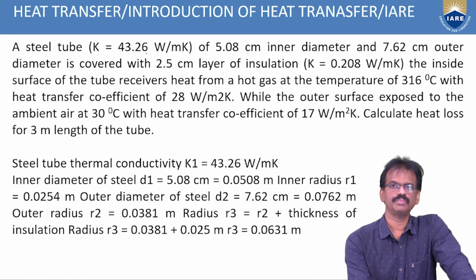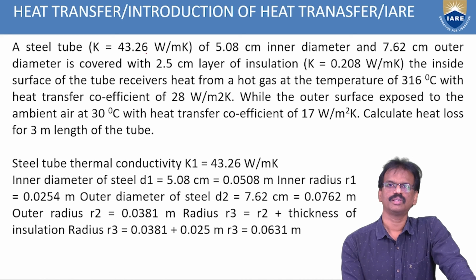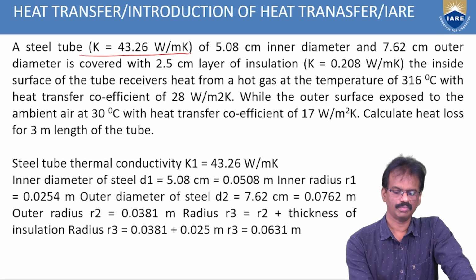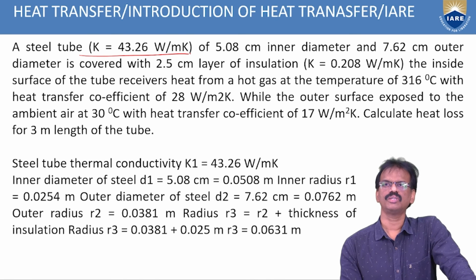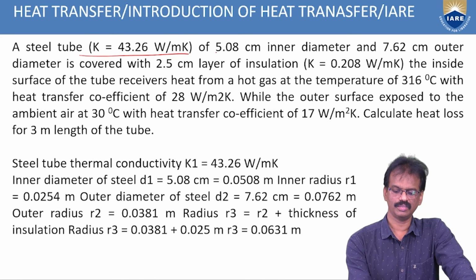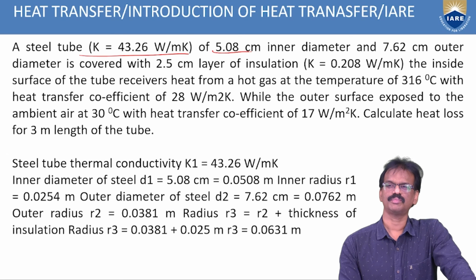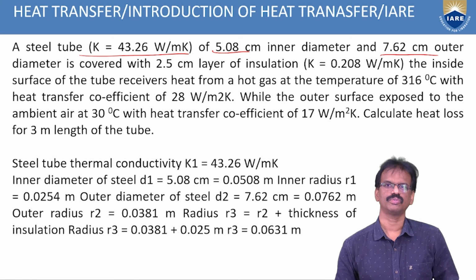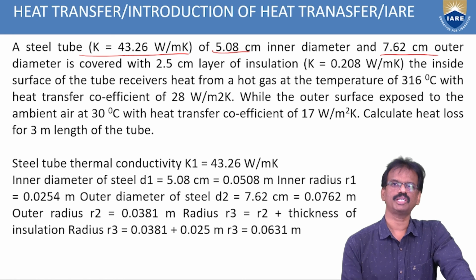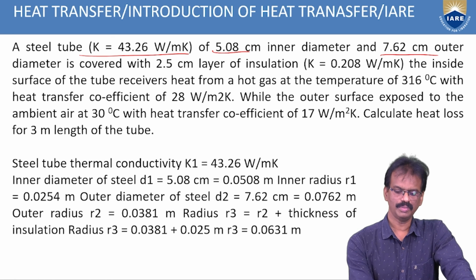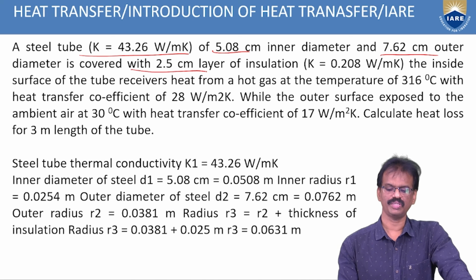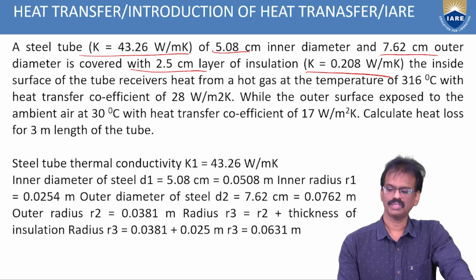A steel tube, with K equal to 43.26. The steel tube thermal conductivity is given, and the steel tube inner diameter is 5.08 centimeter and 7.62 is the outer diameter. The steel tube is covered with an insulating material. The insulating material thickness is also given, a 2.5 centimeter layer. Thermal conductivity of the insulating material is also given.